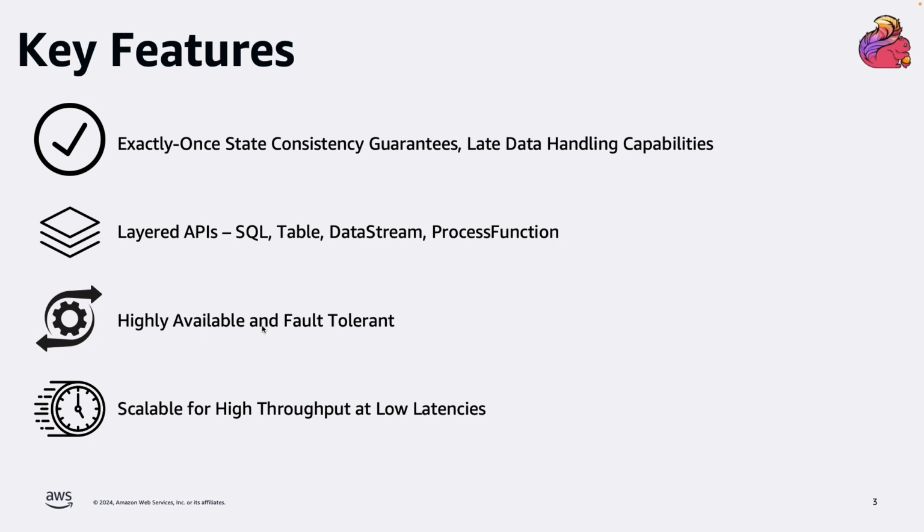Apache Flink has a layered API set, including Flink SQL, table, data stream, and process function APIs. These decrease in abstraction and increase in the amount of state control you have as you go down the list, respectively.